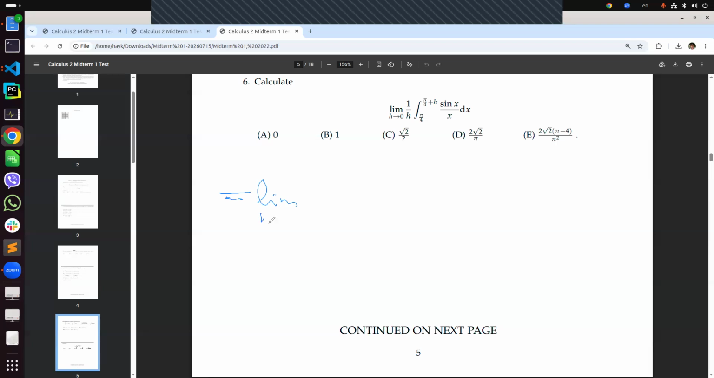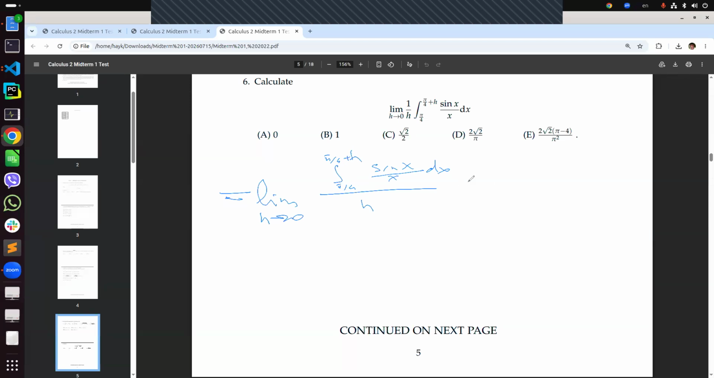h tends to 0 of, so we have h, I'm writing it this way, just rewriting the whole expression, integral from pi over 4 to pi over 4 plus h of sine x over x. A naive approach is to calculate the integral of sine x over x, then find the limit, but we cannot integrate sine x over x in terms of a finite combination of elementary functions. So we need another trick.